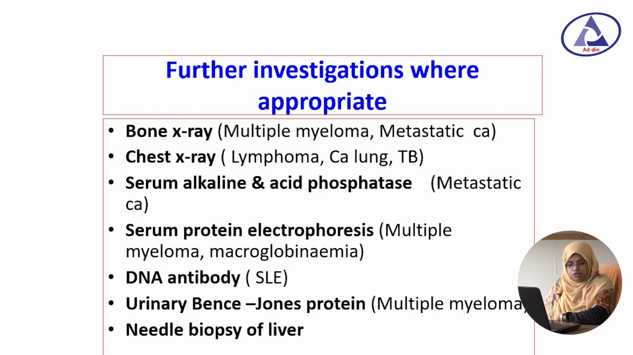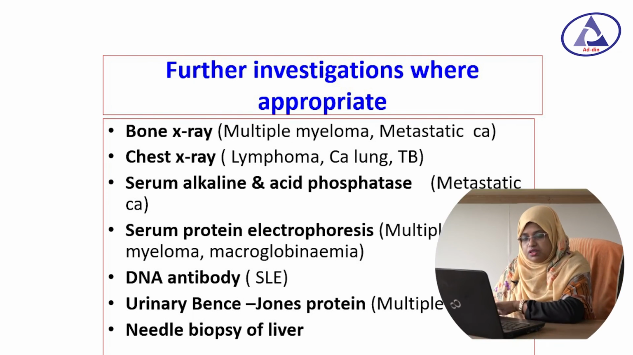Then DNA antibody test in case of systemic lupus erythematosus, urinary Bence-Jones protein in multiple myeloma, and lastly we do the needle biopsy of liver. In this way we can diagnose a case of pancytopenia.